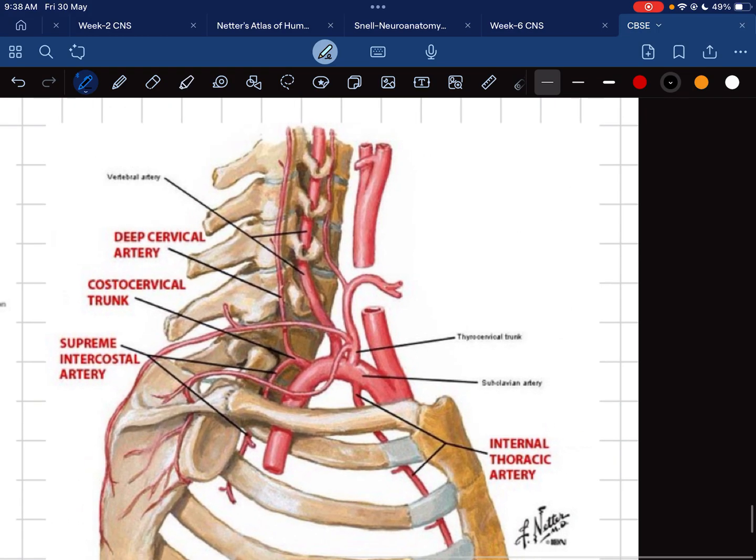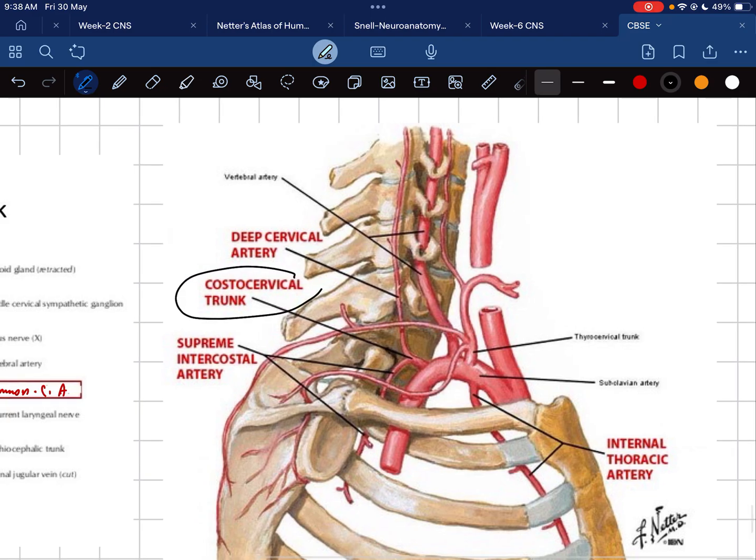costocervical trunk. Looking at its origin, it arises from the posterior aspect of the first part of the subclavian artery on the left side, and from the second part of the subclavian artery on the right side, which we have already discussed. Now the course and termination.